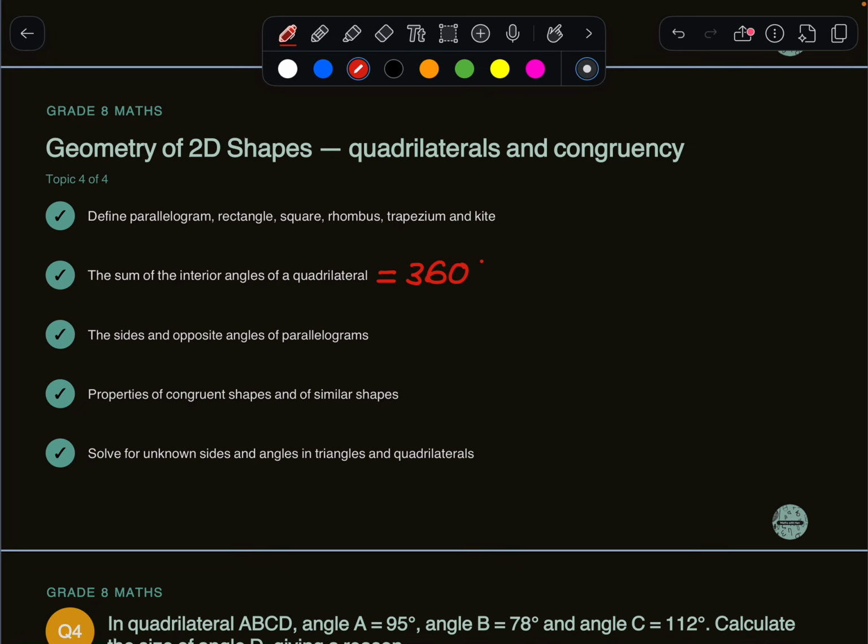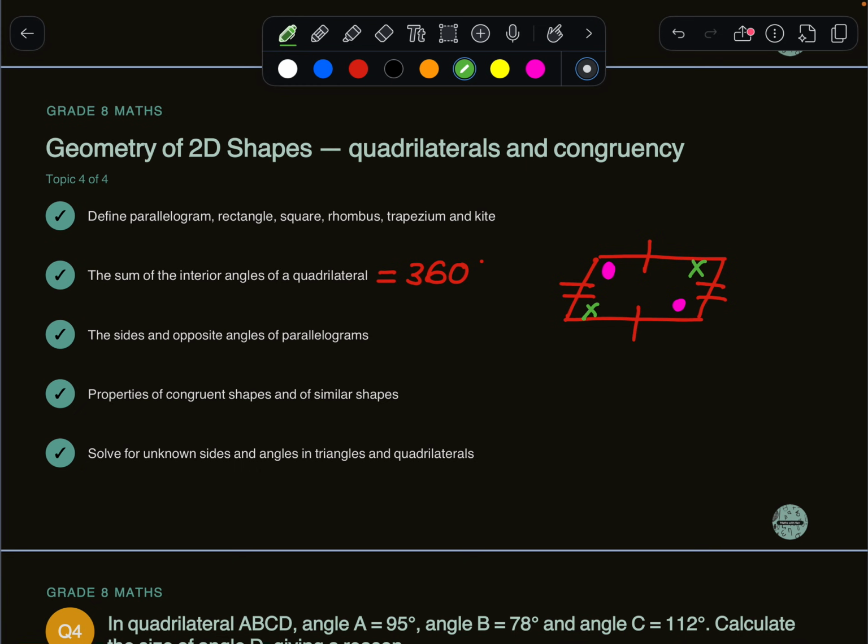With parallelograms, you need to know that this side is equal to this side, and this side is equal to this side, and then the opposite angles are equal. So this angle is equal to this angle, and this angle is equal to this angle.